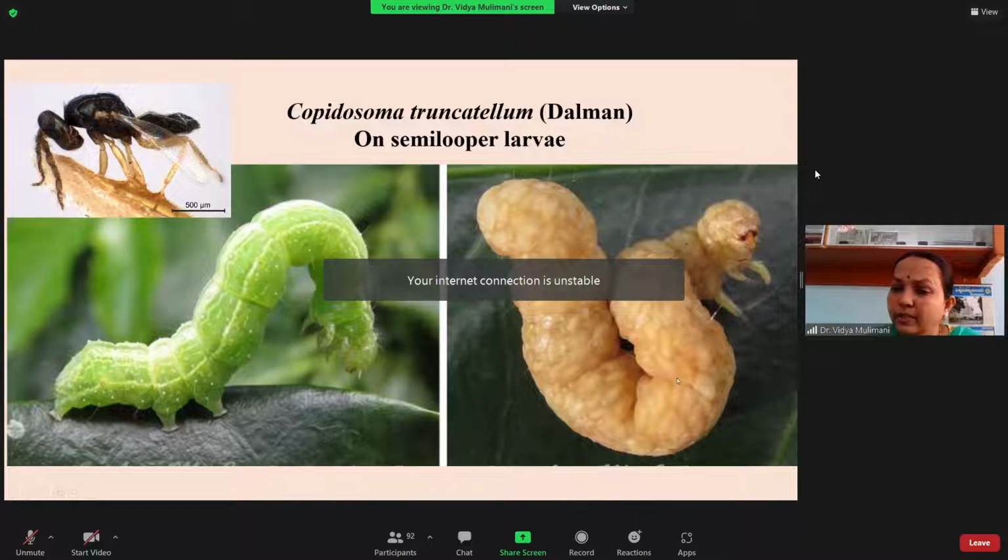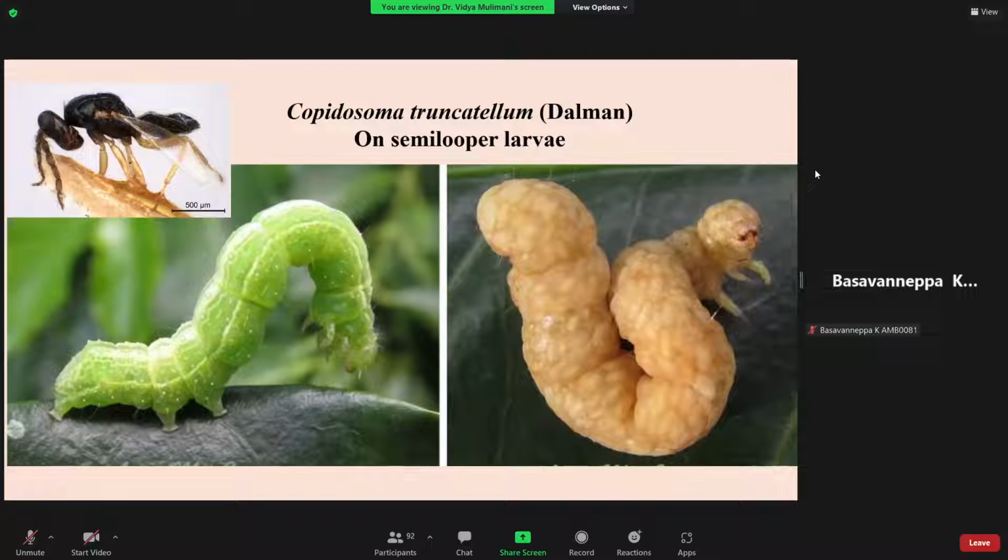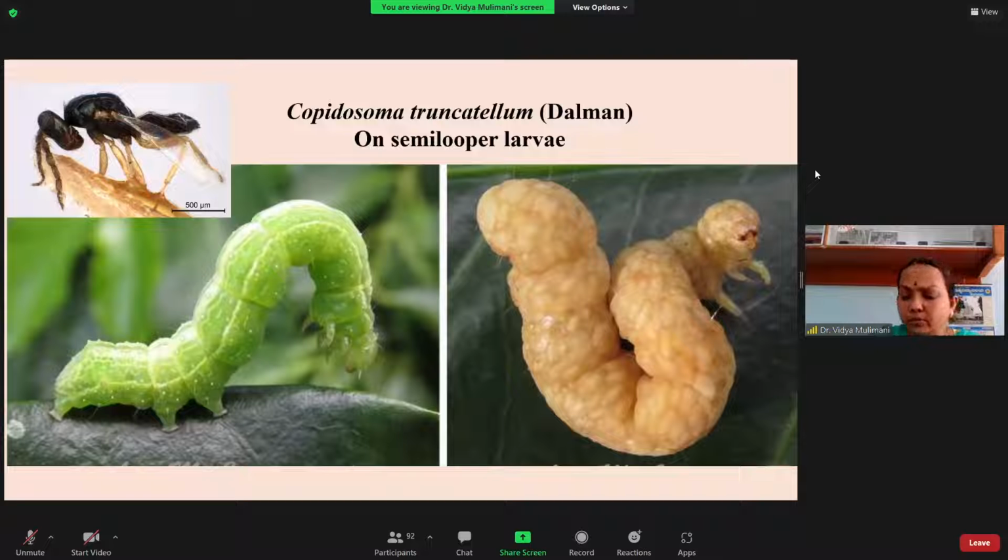It lays only a few eggs. Then how can it fill the entire caterpillar? Because they have polyembryony. Polyembryony is a type of reproduction, especially in the Hymenoptera, where one egg will develop into many eggs. That is called polyembryony, and that is the character of these Copidosoma.